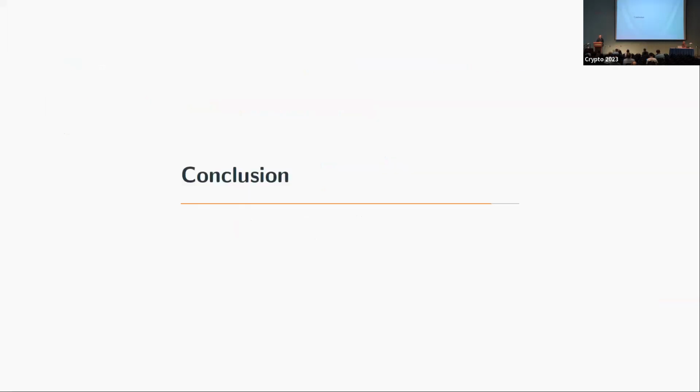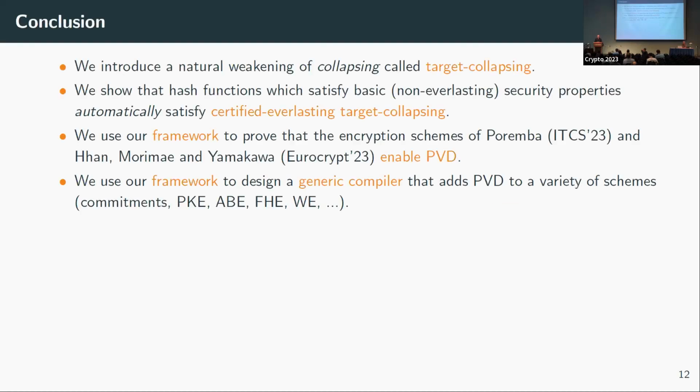And now let me summarize the main contributions of our paper again. So in our paper, we give a natural weakening of collapsing, which we call target collapsing. Here, the difference is that the challenger creates the target image. We show that hash functions that have certain basic security properties automatically satisfy certified everlasting target collapsing. And if you have this property, you can say things about publicly verifiable deletion. This is what we do in our paper. We showed that this candidate scheme in my earlier paper has PVD. And we also showed that the scheme by Han, Morime, and Yamakawa enables PVD. Okay? And then as a final result, we give this generic compiler that adds PVD to a variety of crypto systems.